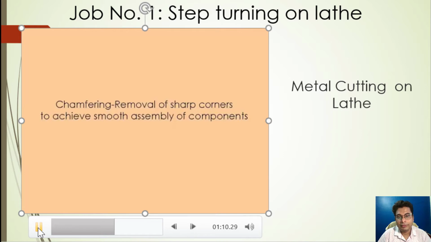Now chamfering. Chamfering is removal of sharp corners to achieve smooth assembly of the components. You have seen that whenever there is a very sharp corner on a particular product, the corner tends to break away very easily. For that, a small amount of material is removed from the corner in order to ensure smooth fitting of two components.